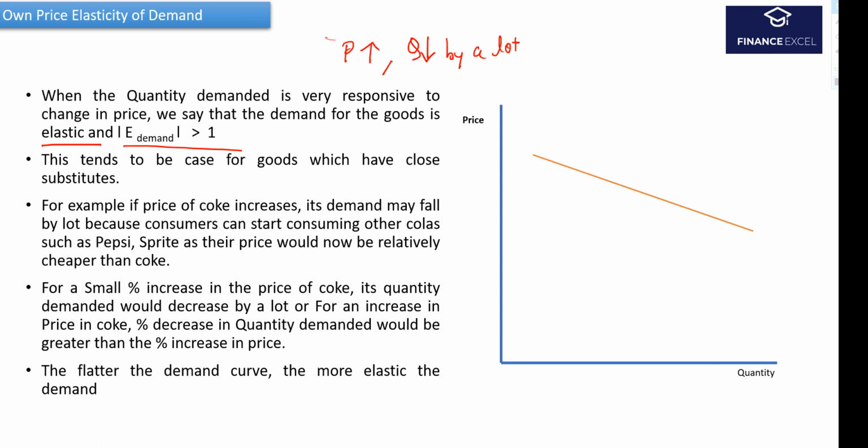So people would start consuming other colas. And we can say that for a small percentage increase in the price of Coke, its quantity demanded decreases by a lot. For a given increase in the price of Coke, the percentage decrease in quantity would be greater than the percentage increase in price, or the quantity demanded of Coke would be very responsive to a change in its price.